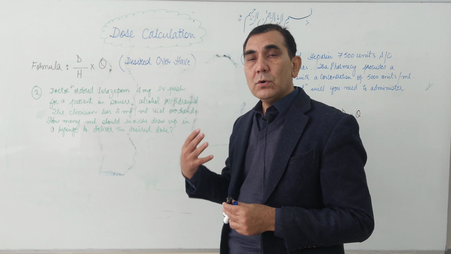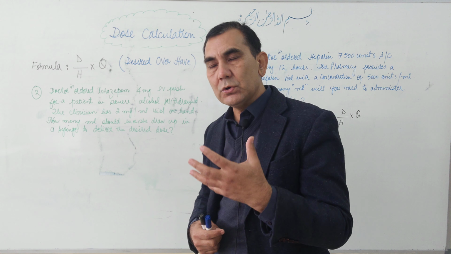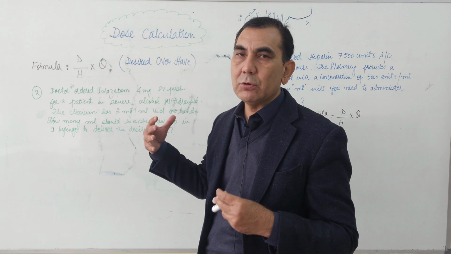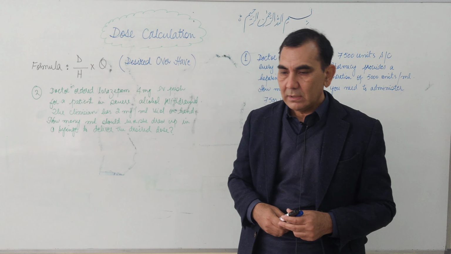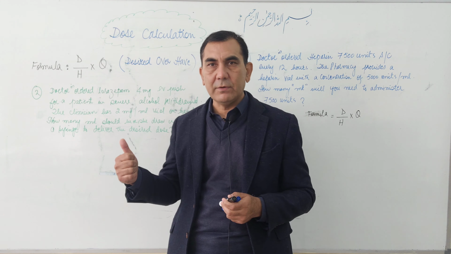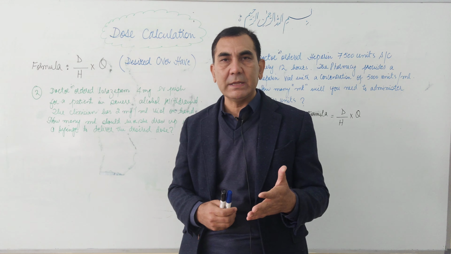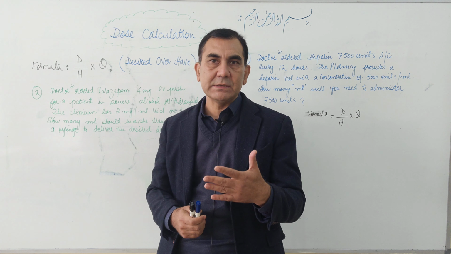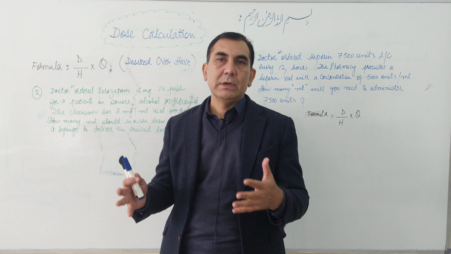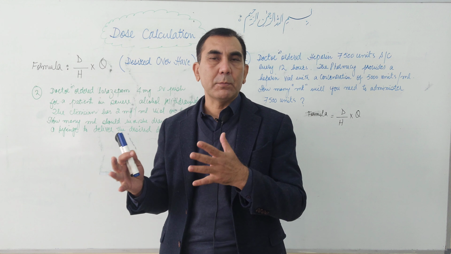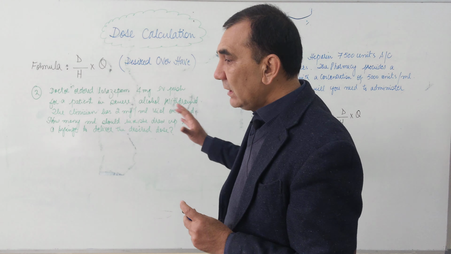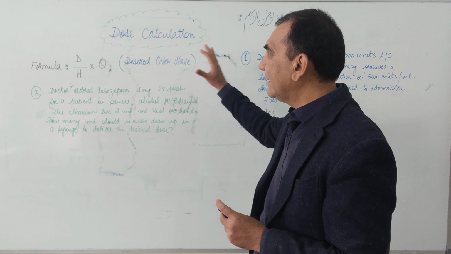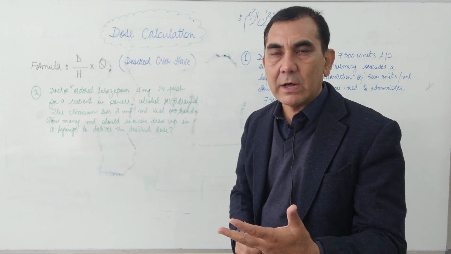In dose calculation we learned that there are three primary methods. The first, very famous method is called the desire over have method. The second is the dimensional analysis method, and the third is the ratio or proportion method. In yesterday's lecture, we solved two numericals using the desire over have formula.